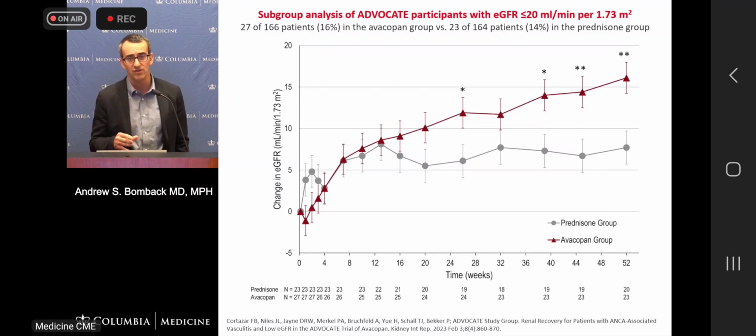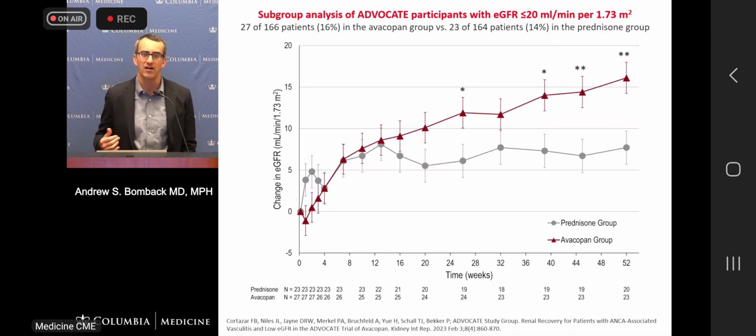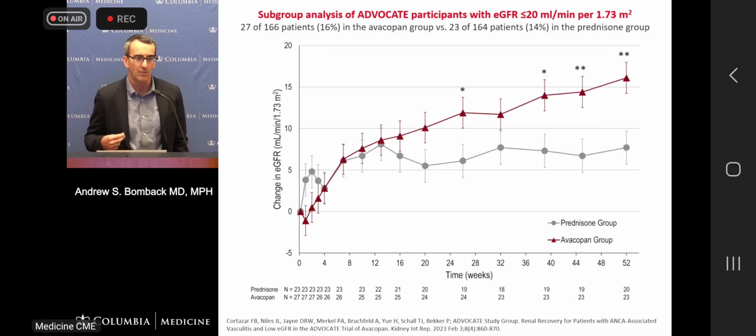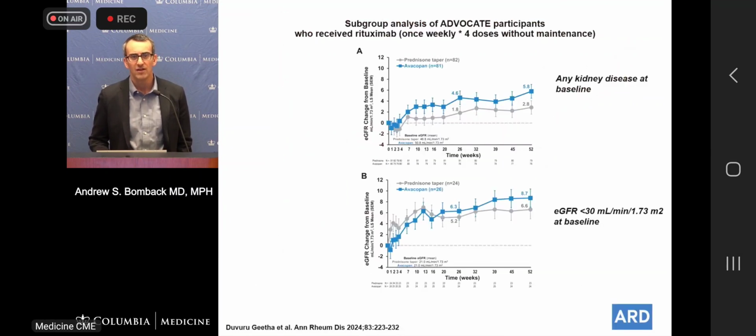But in that group, you have 27 who were randomized to avacopan and 23 who were randomized to prednisone. You can see that avacopan does appear to work clearly as well, and there's a signal that it's actually working better than prednisone in that small subgroup. So the conclusions of this subgroup analysis were that low renal function should not preclude you from using ADVOCATE dosing of avacopan.